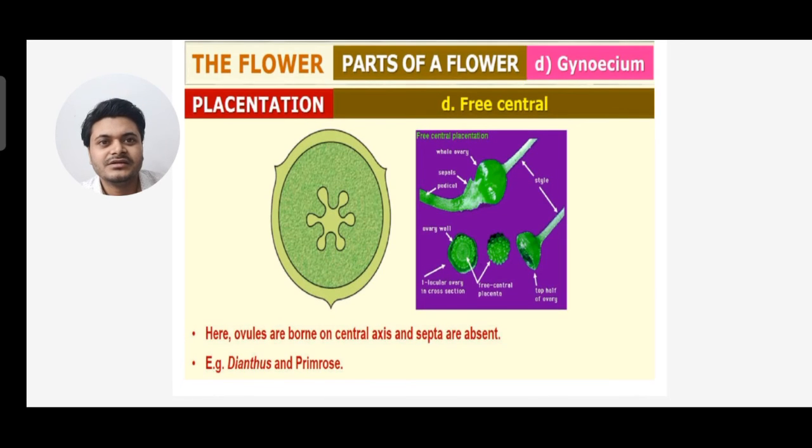Now the next placentation is free central. You can see the diagram on top. Here the ovules are borne on the central axis and septa are absent. Examples are dianthus and primrose.